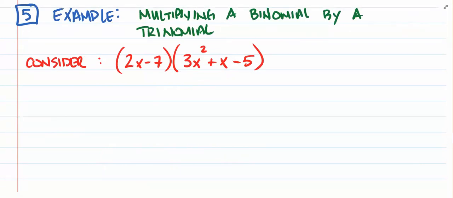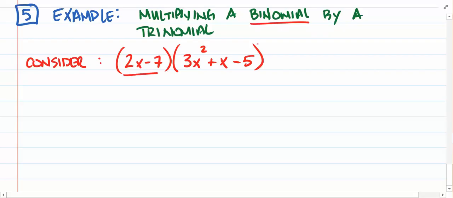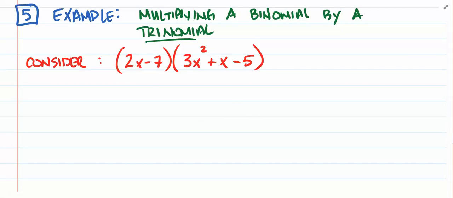Okay, the last box, number 5, is an example of multiplying a binomial, which is this piece here, by a trinomial, which is this piece here. And I'm going to use the box method for the reason that I stated before, because it doesn't matter the size of the box. So I'm going to go ahead and do this in green for you.